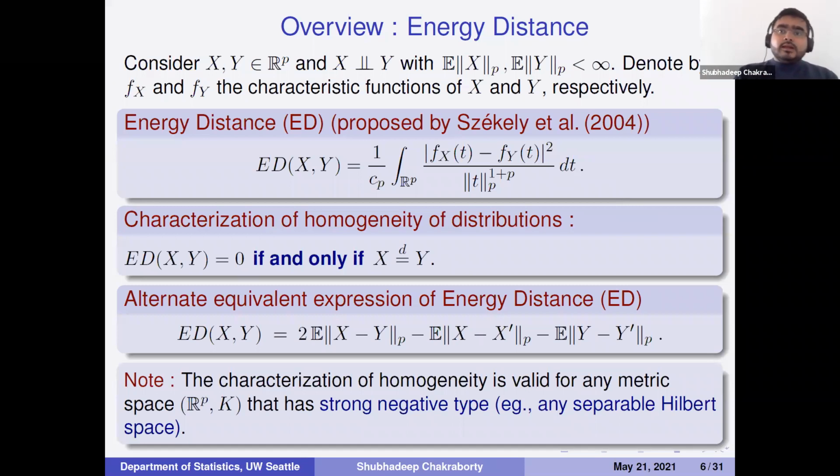But the point is, can we overcome at least partially some of those limitations of energy distance by replacing this Euclidean distance in the definition of energy distance by some other suitable, appropriate distance metric?